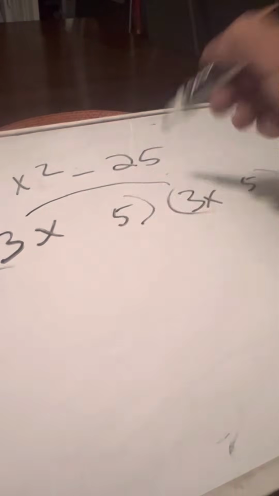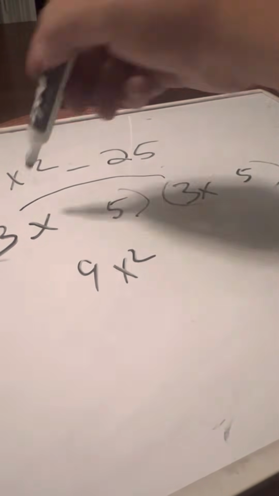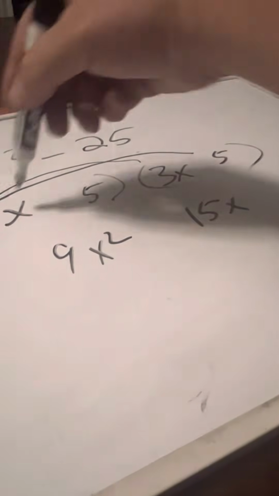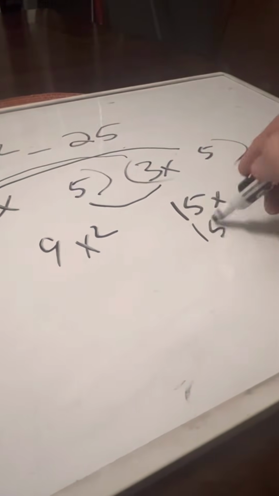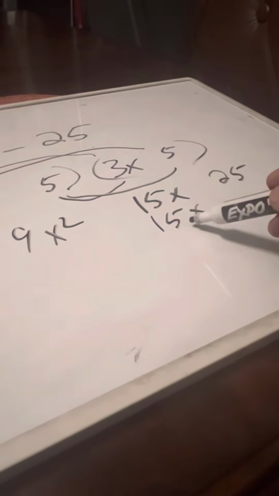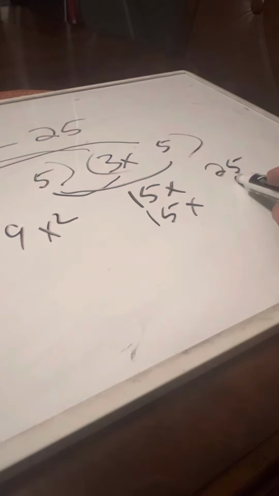Well, let's multiply this times this. We have 9x squared. And then multiply this times this. And let's just put 15x, because 3x times 5 is 15x. Now do the bottom. That's also 15x. And then run this over here, and that is 25. Well, look, these babies, if one of them were negative, then these would disappear and we just have 9x squared 25.